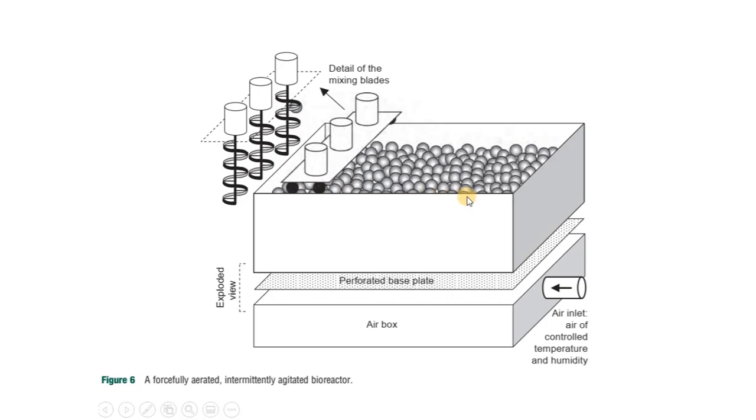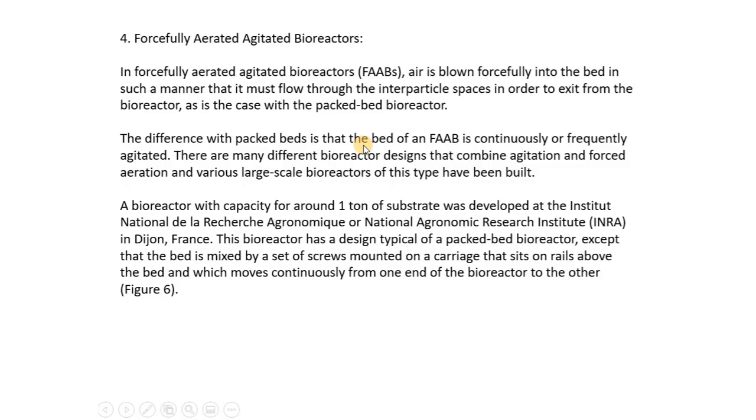So now, what is happening? The air is also forcefully passed at the same time. So this solid substrate media is also mixed forcefully. That is why it is called forcefully aerated and forcefully agitated. Here the mixing process is not continuous. If you want, you can mix it, or otherwise you can decide the type of mixing. That is why it is called intermittent, that is, on occasion. For example, if really needed, you can use the horizontal one, or otherwise the first one can be used. So this is group 4, forcefully aerated and forcefully agitated bioreactors.